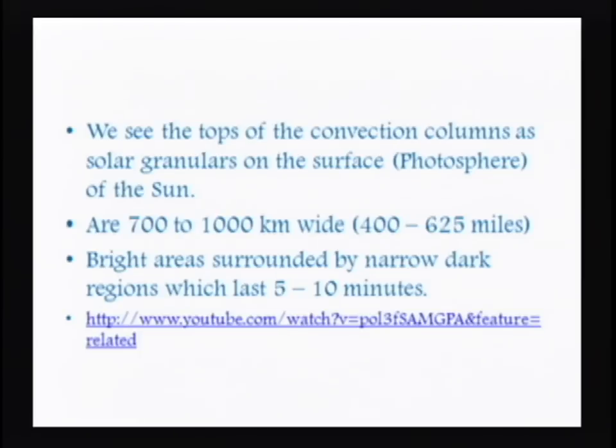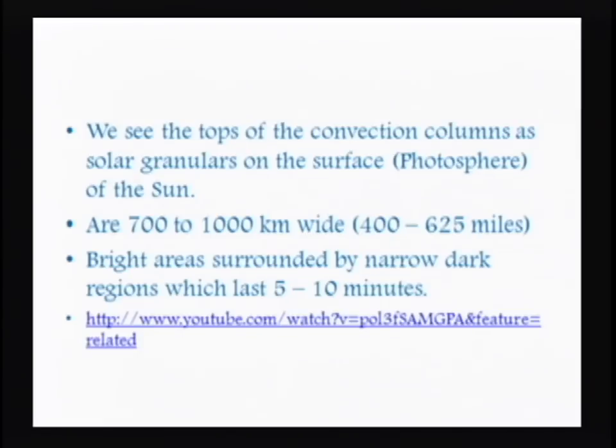Now we see the tops of those convection columns as what are called solar granules on the surface. Remember, guys, I said that I wanted you to go watch water boil? I know, it's not a really exciting process, but I really want you to go watch water boil because that gives you a feel for what the surface of the sun looks like. These little granules on the top of the sun are about 700 to about 1,000 kilometers wide. That's about 400 to about 625 miles, kind of going from the metric system to the English system. And they seem to be really bright areas surrounded by really narrow, dark regions. And so they come up and then they sink. And they last for 5 to 10 minutes.